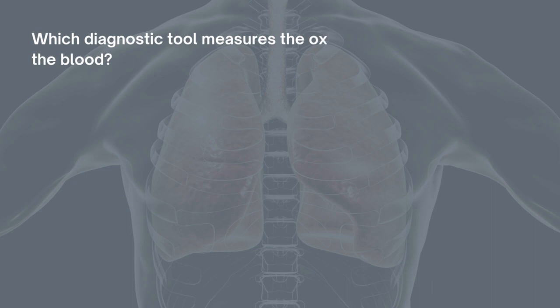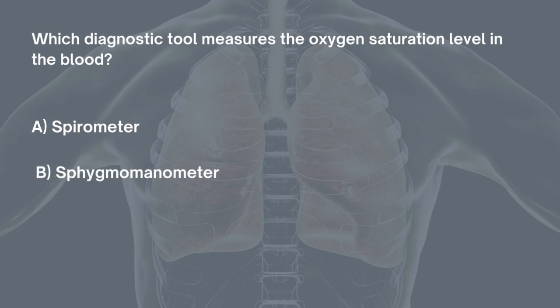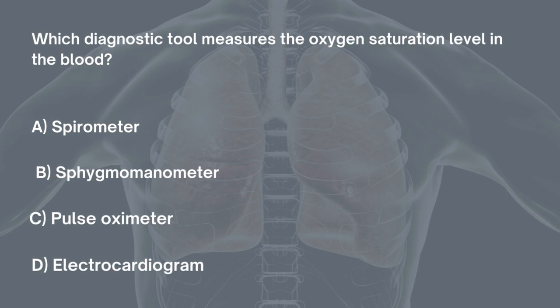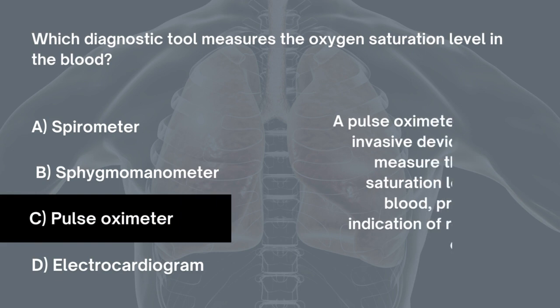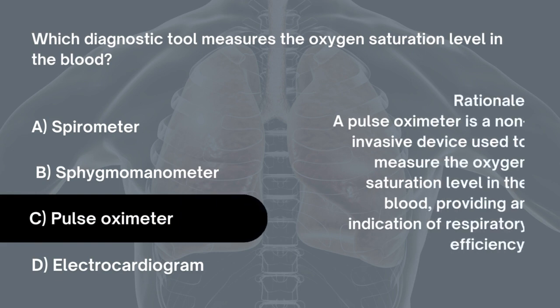Which diagnostic tool measures the oxygen saturation level in the blood? A. Spirometer. B. Sphygmomanometer. C. Pulse oximeter. D. Electrocardiogram. Rationale. A pulse oximeter is a non-invasive device used to measure the oxygen saturation level in the blood, providing an indication of respiratory efficiency.